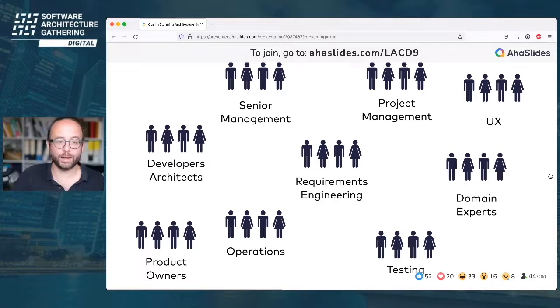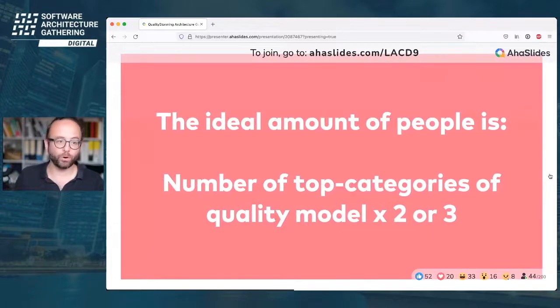And of course, the next question that arises is how many people I want to have in that workshop. A good rule of thumb, a good heuristic for that: take the number of the top categories from your quality model. In the case of ISO 25010, that's going to be 8 top categories, and multiply that number by 2 or by 3. So I would say something between 16 and 24 people should be a healthy amount of folks. That gives you a lot of input.